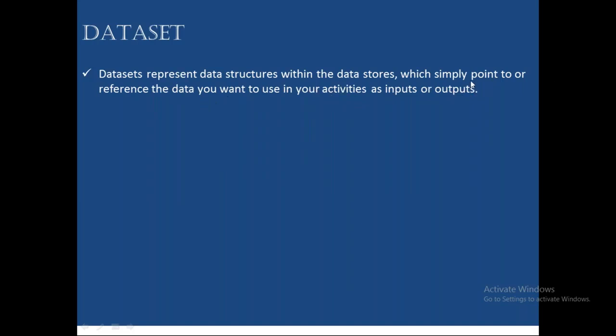It's simply a pointer. You are pointing to which folder you want to read. So you are referencing or pointing to the data you want to use in your activity as input or output. Whether you want to copy or transform, it doesn't matter. For some purpose you need to select data based on your requirement. You have 10 folders, but you are interested in customer data, so you just pick the customer data. Where are we going to use this customer data? I'm going to use it in my activities.